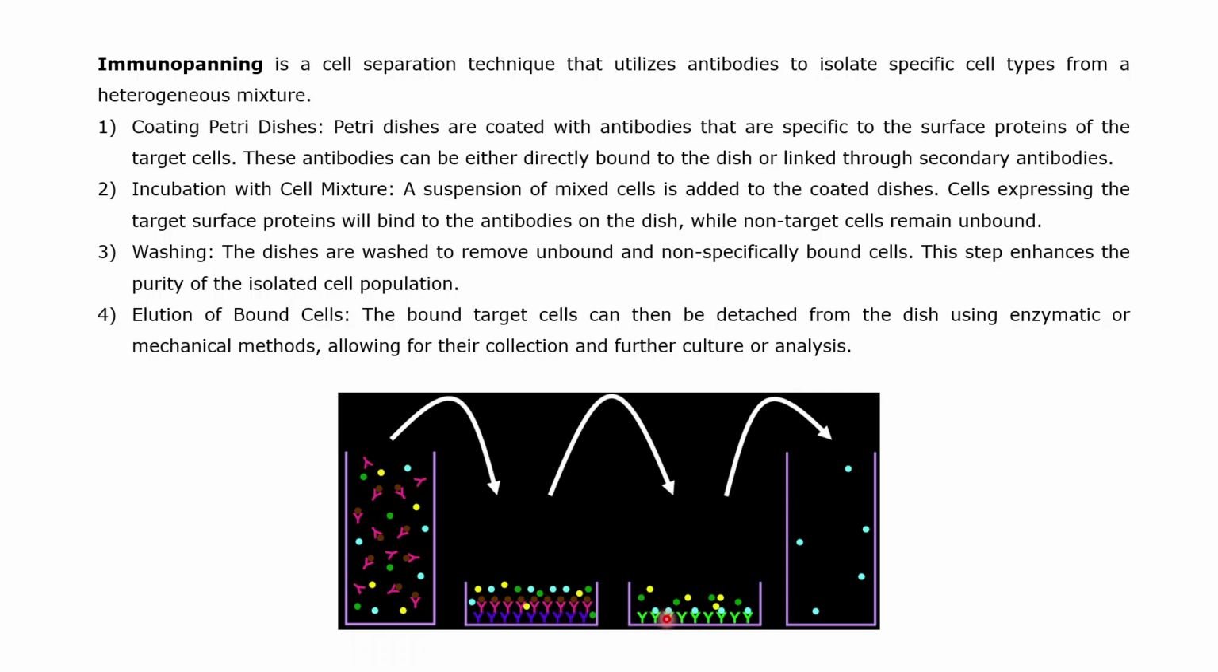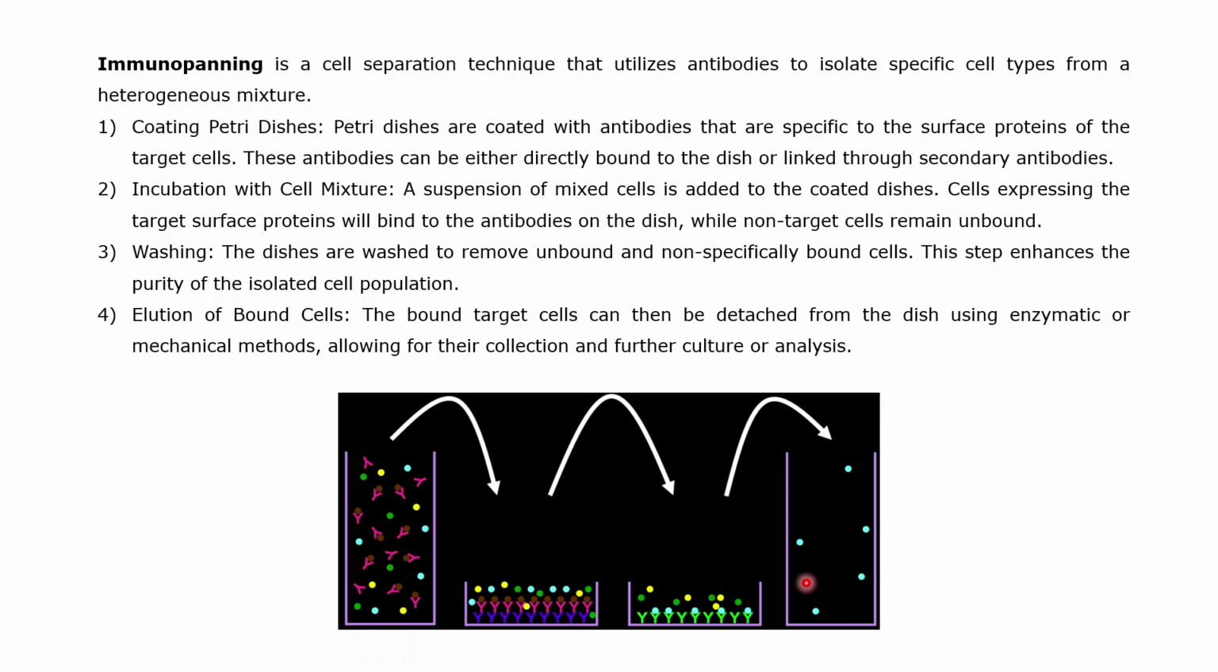You can see that the sample that has interacted with the antibody is left within the Petri dish, and then it is eluted out into a new tube. If you compare the final tube with the first tube, you can see that the first has a mix of populations, while in the final tube only the particular cell population or antigen that shows interaction with that antibody is present.